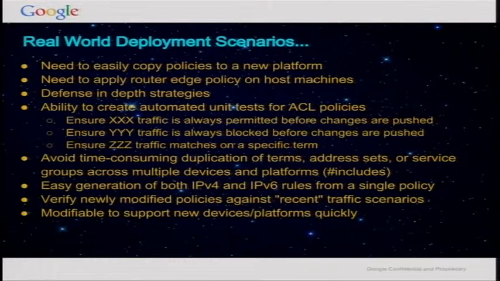With the old school way of doing it, now you're having to rewrite a new ACL from scratch. With the new way, you basically just change the target from Cisco to Juniper and run ACLgen. Bam. You've got the exact same policy on the new platform.